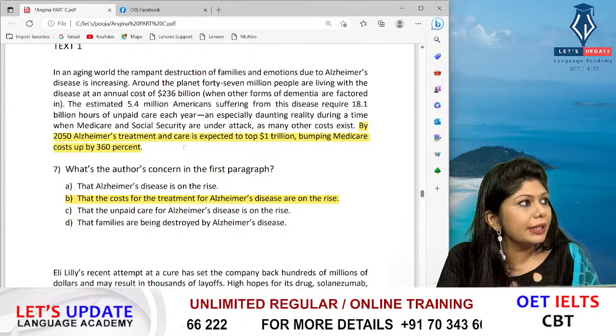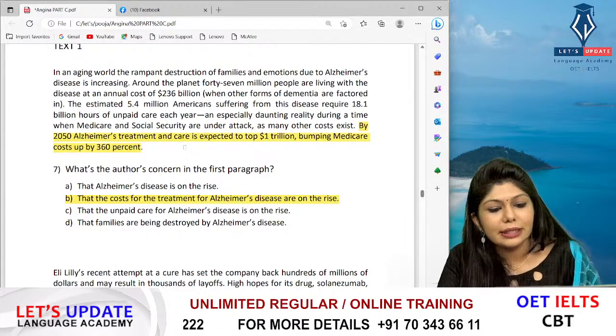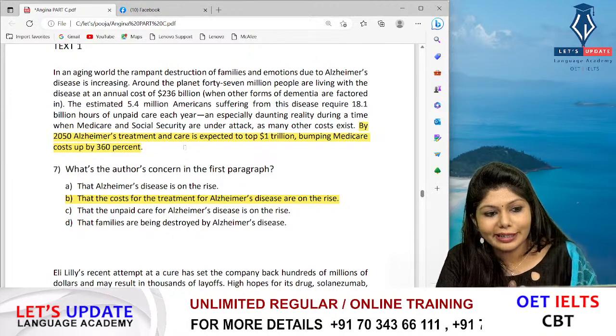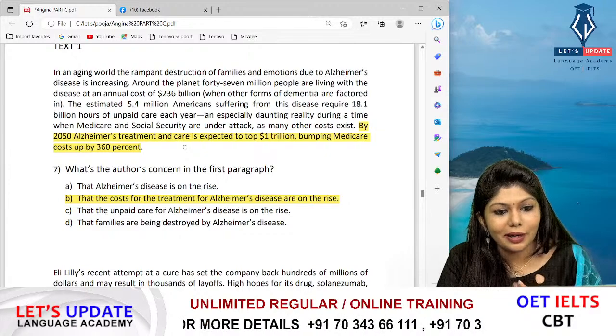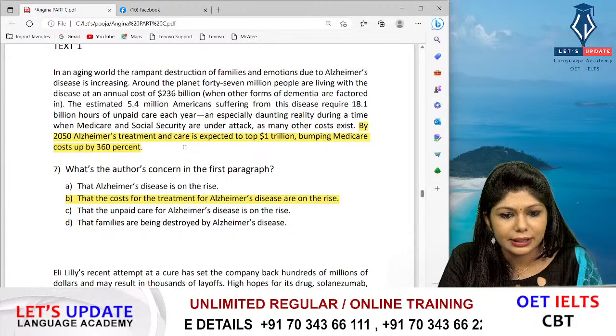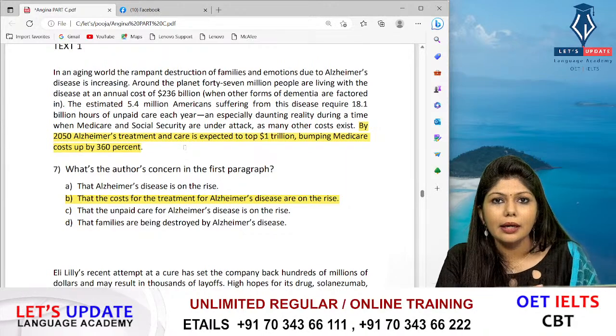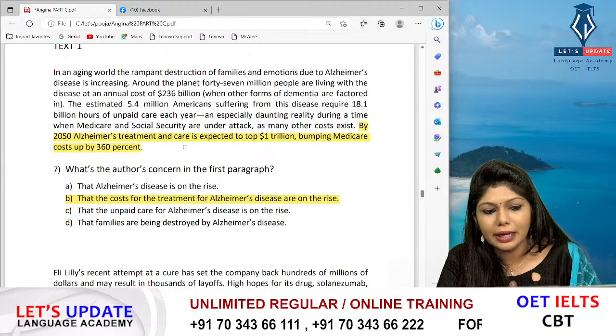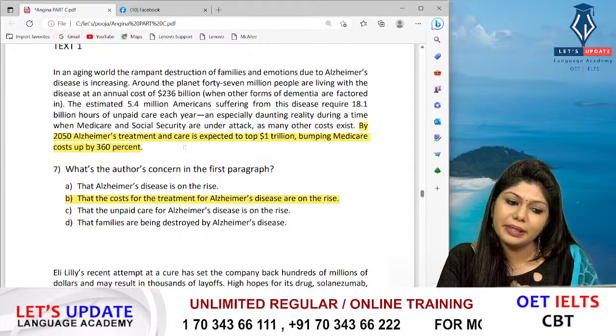And option B, that families are being destroyed by Alzheimer's disease. They are not telling that families are getting destroyed or any such thing because of the disease. That is not definitely mentioned over there, and that is how we eliminated A, C, and D, and we have reached option B as an answer.